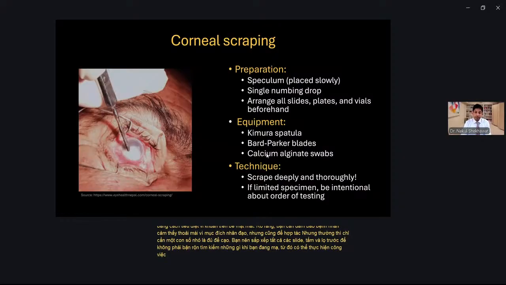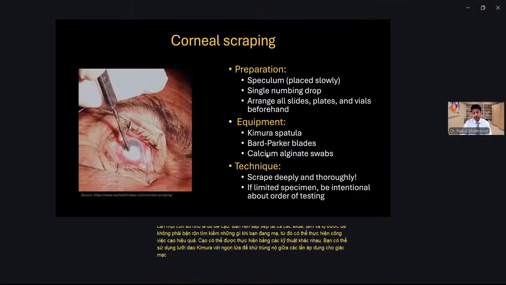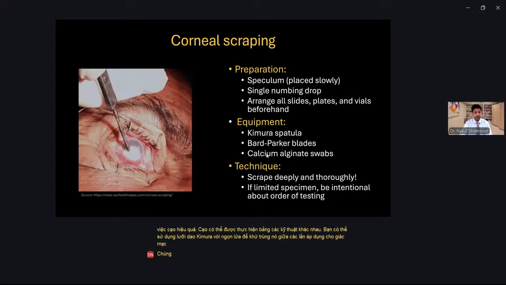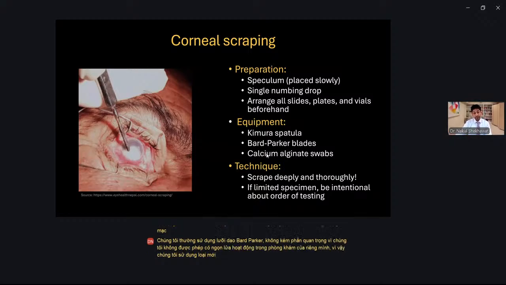Scraping can be done with different techniques. You can use the Kimura spatula with the flame to sterilize it in between applications to the cornea. We often use Bard-Parker blades, not least because we're not allowed to have active flames in our own clinic. So we use fresh number 15 Bard-Parker blades and scrape with the flat of the blade every single time, and then plate each blade onto a different culture plate. You can also use calcium alginate swabs as well.